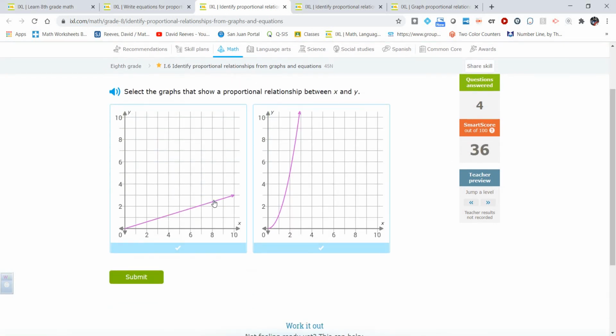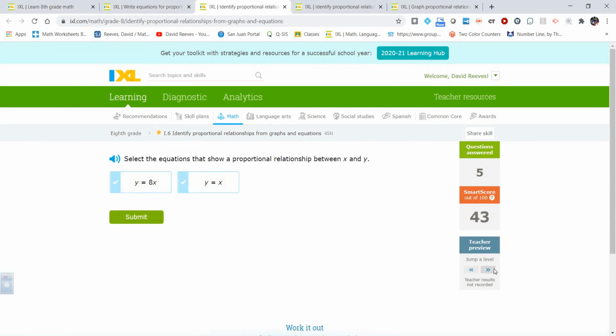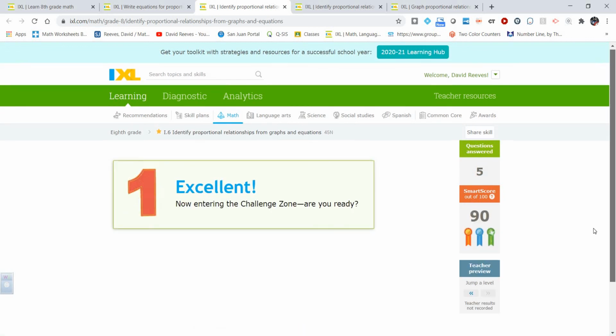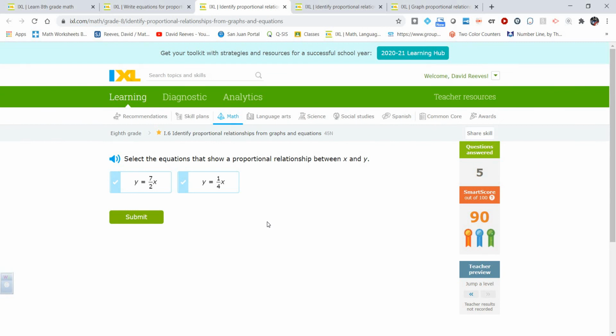All right, take a look at this one. Straight line through 0, 0. Good. This is a curve. It passes through 0, 0, but it is a curve, so this one is no. Remember, it must be a straight line and pass through 0, 0. If it meets one of those 2 conditions, in this case it goes through 0, 0, but it's not a straight line. It is no. All right. Wow, we skipped all the way to the challenge zone. Okay, are these both multiples of a constant? Yes, this constant is a fraction, and that constant is a fraction, but fractions are constants.